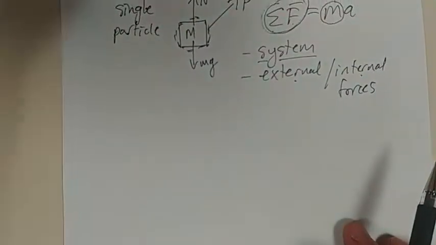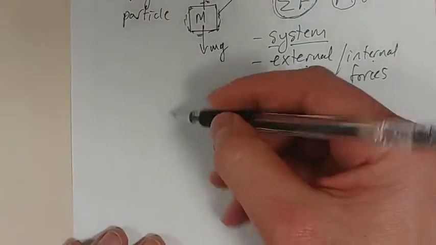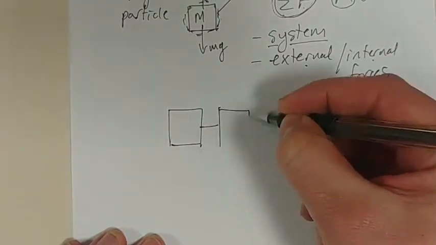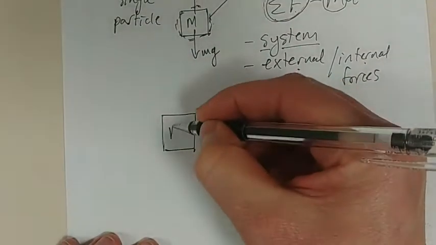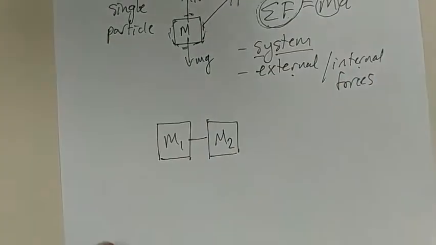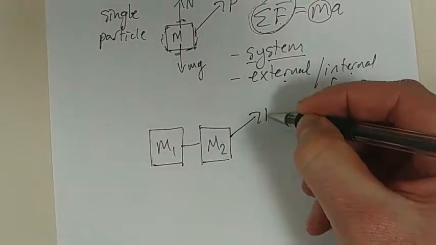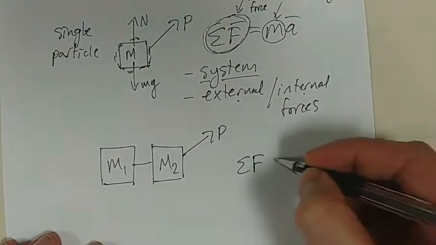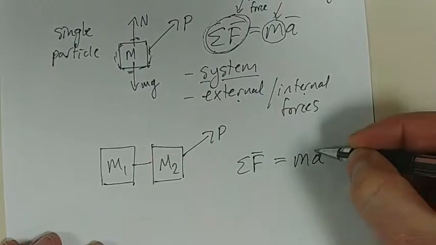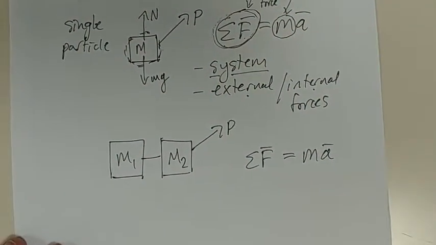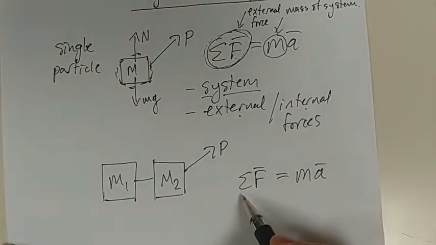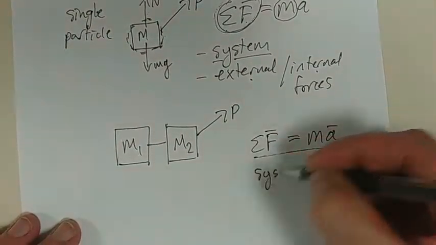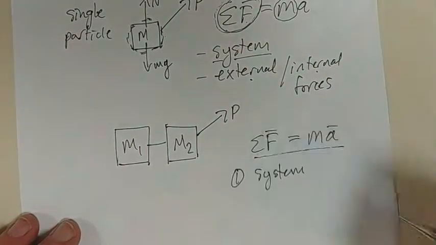Okay, now what happens if I've got one block there and it's attached now to another block? So I've got mass 1, mass 2, and I've still got that same force P. Okay, now again, sum of the forces is mass times acceleration. Okay, the first thing we need to do when we are working with this equation is we need to define our system. That's the first thing.